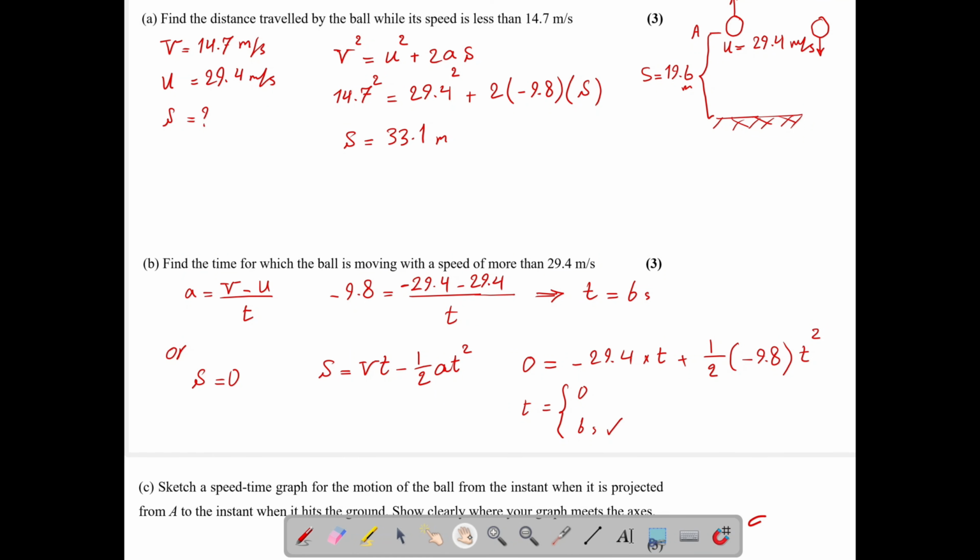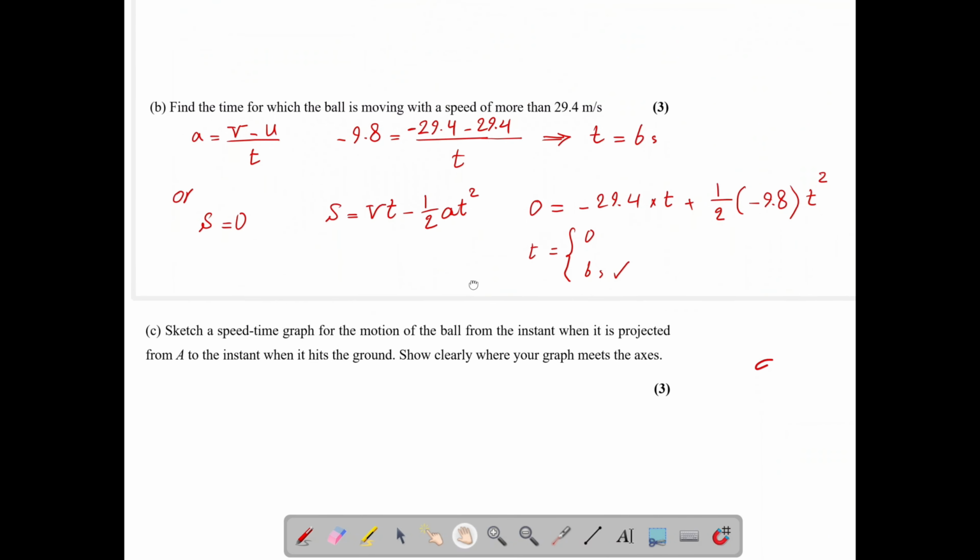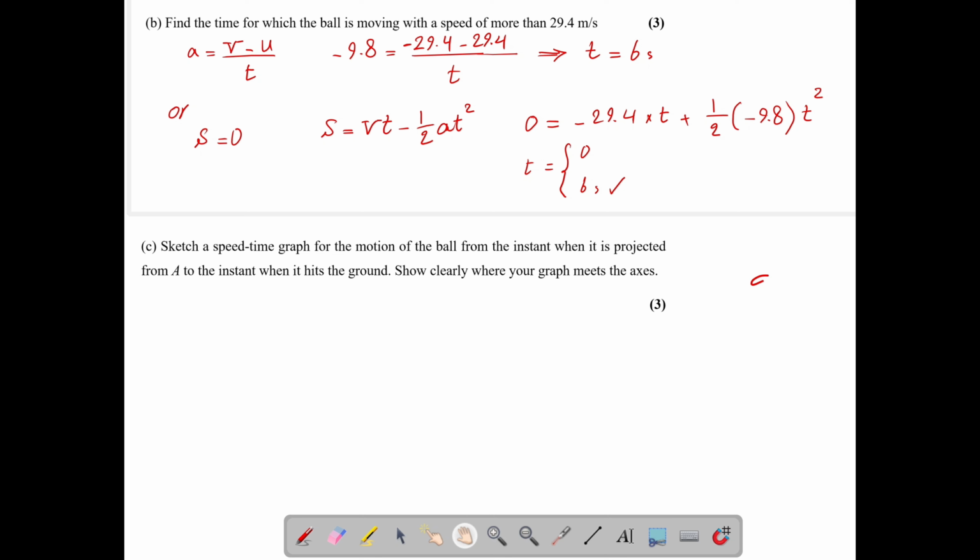Okay, for the next part, sketch a speed time graph for the motion of the ball from the instant when it's projected. It means that from point A to the instant when it hits the ground, to the last point.